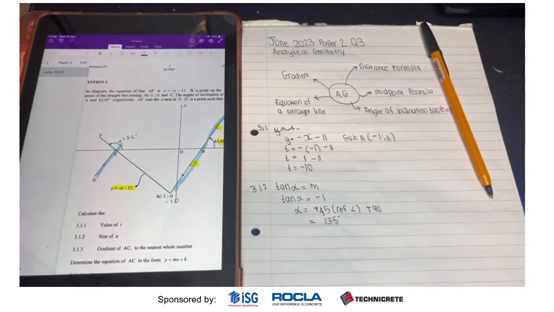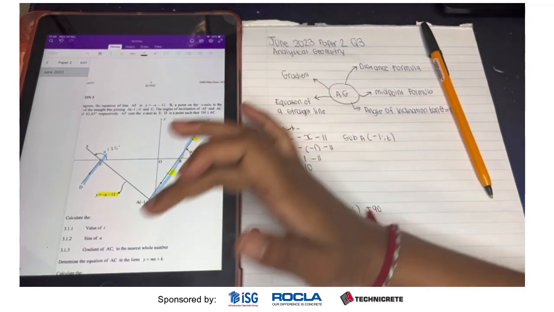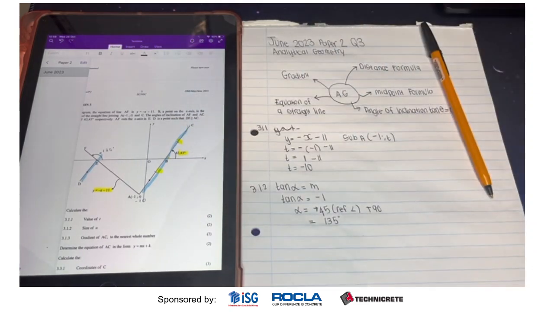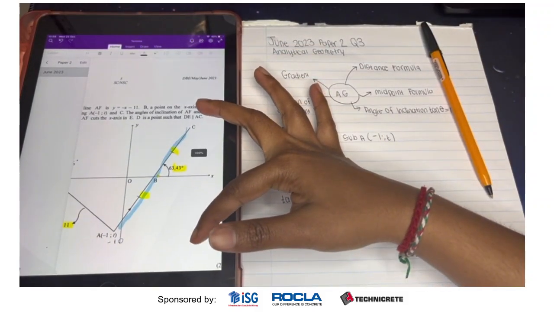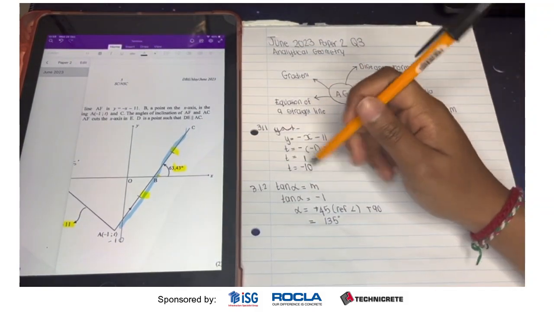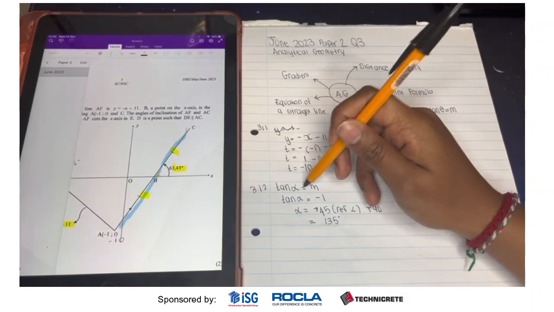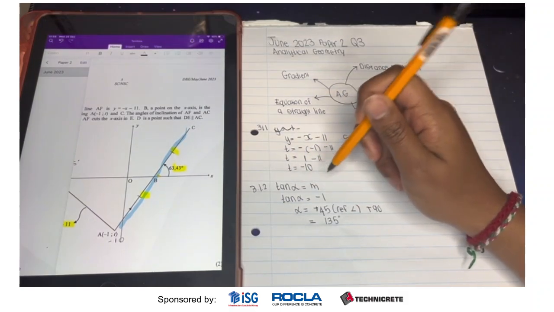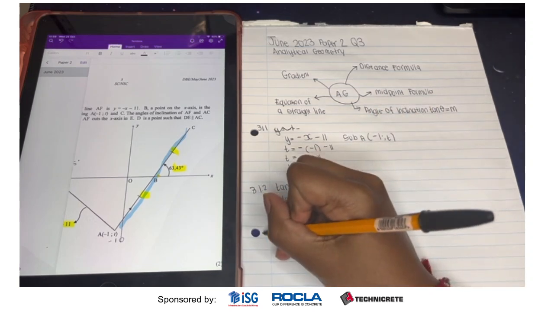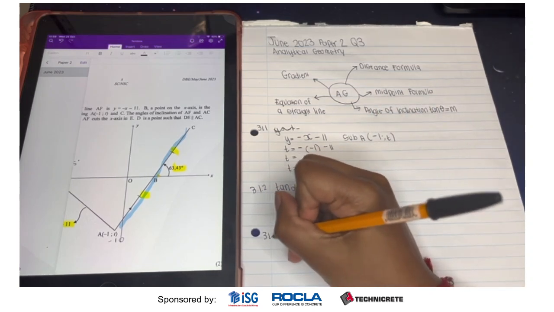So now that we have that information, the next question says calculate the gradient of AC to the nearest whole number. Okay, so how are we going to calculate the gradient of AC? Let's see what we get given. Well, they did tell us that this is the angle of inclination, and we just did an equation with inclination, and that uses the gradient. So we can use the same information once again to help us.